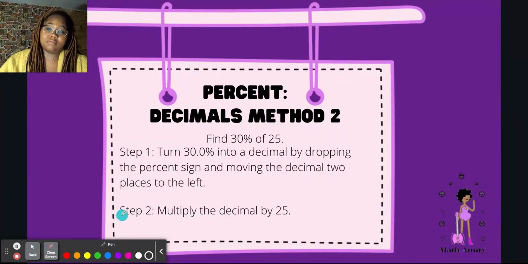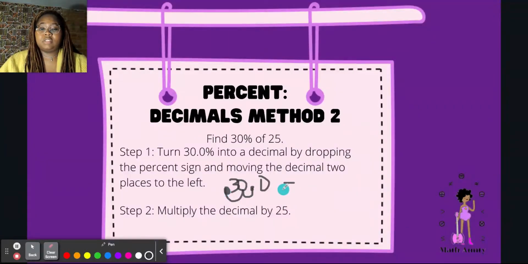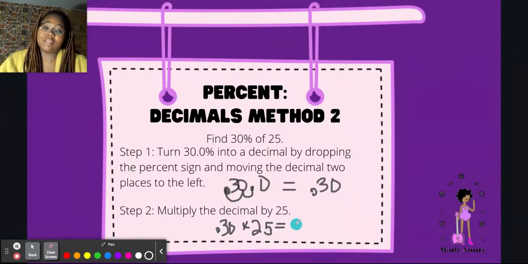Our next method, same method, but with decimals. We're going to turn 30% into a decimal. 30%, remember 30 can be written as 30.0. We're going to turn 30.0 into a decimal by moving that point 2 places to the left. Now we have 0.30. 0.30 times 25. We can do this with your calculator. You'd get 7.5.